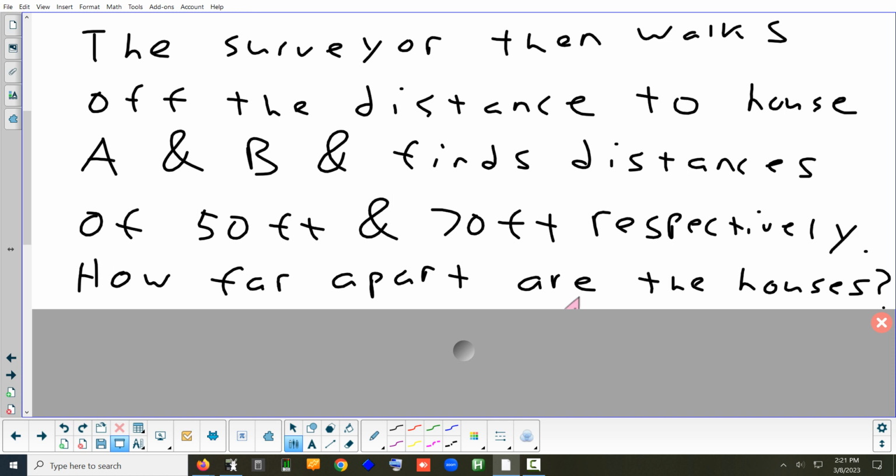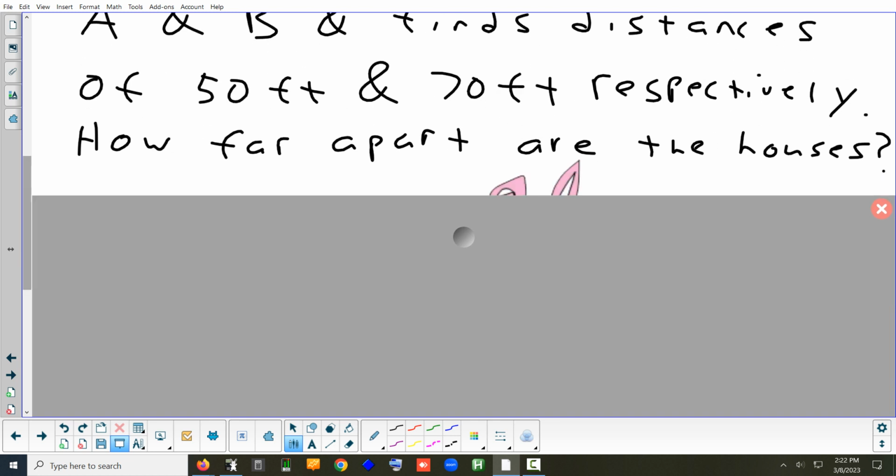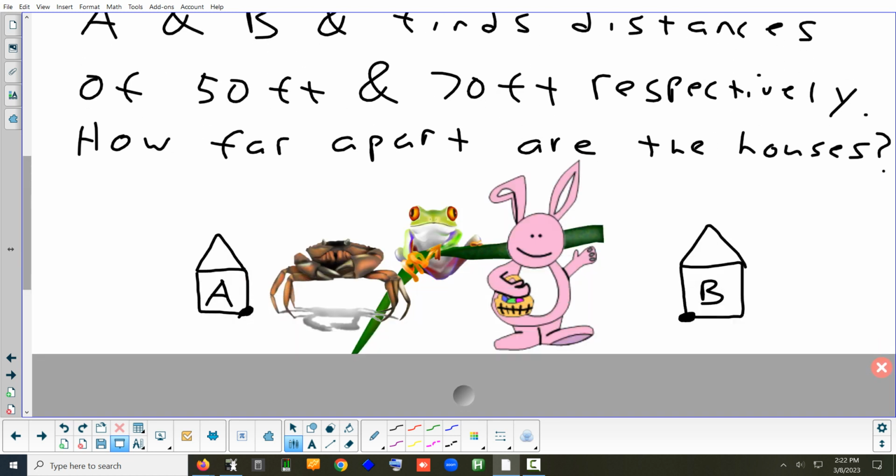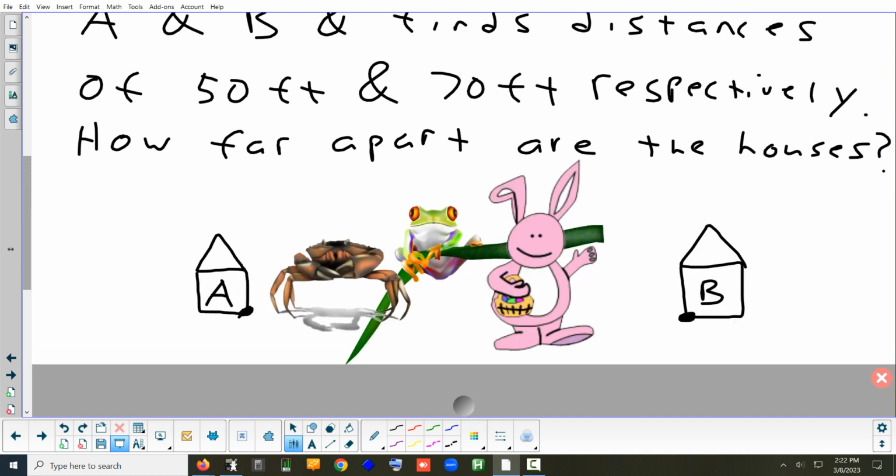Now, again, you might just say, well, why doesn't the surveyor just go out and measure the distance directly between the two things? Sometimes you can't do that. Right? You might have a river, you might have a pond, you might have a building, or you might have dangerous creatures between the two houses.